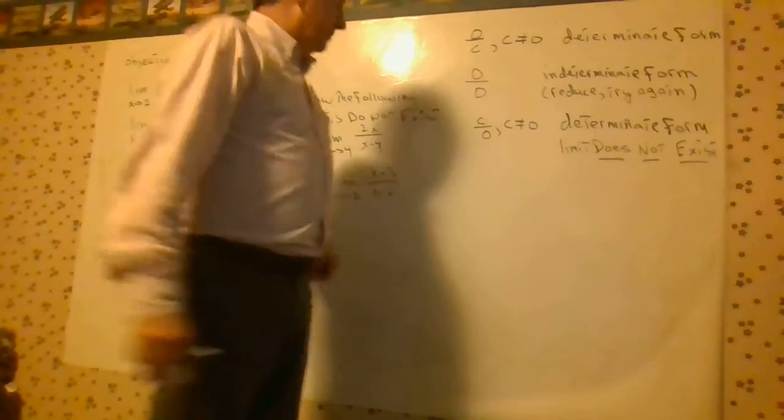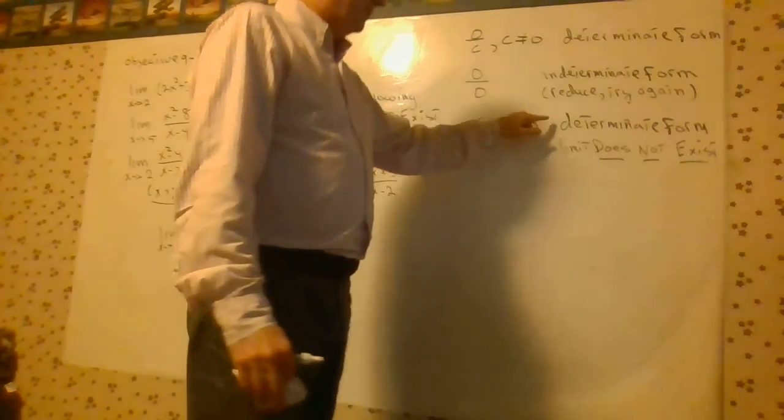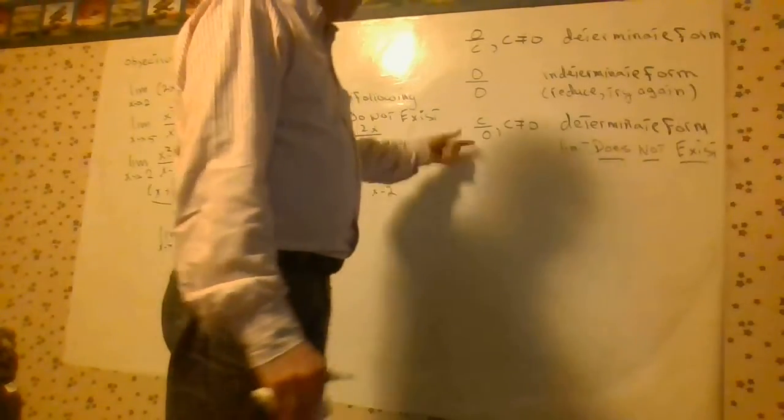Now here's a new limit form: c divided by 0, where c is not equal to 0. That's what's called a determinate form. We can determine what happens based on that. It turns out the limit does not exist.